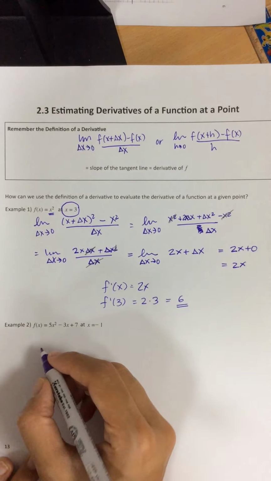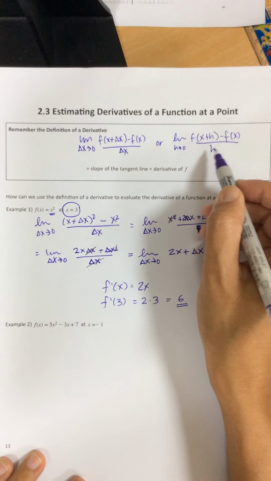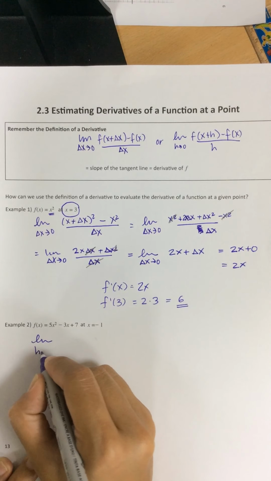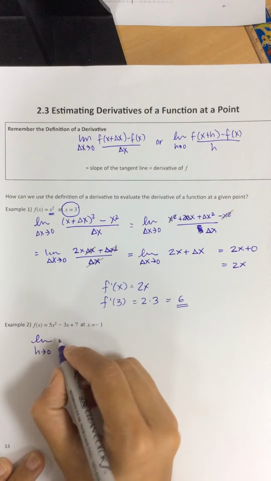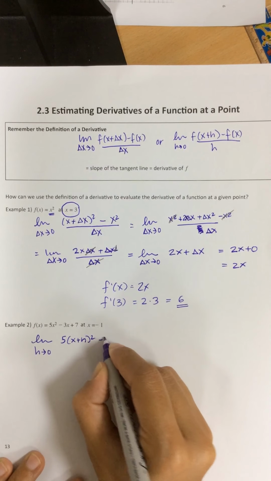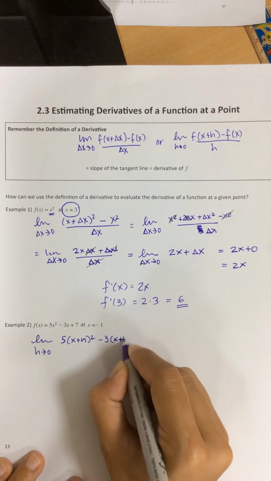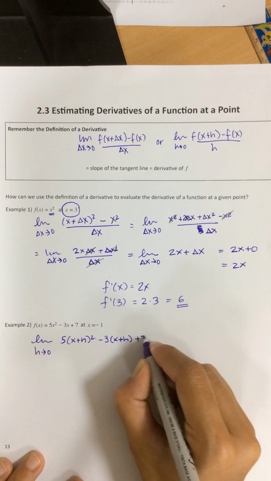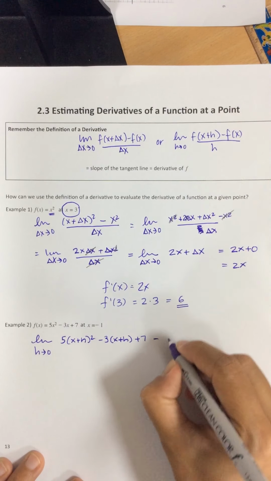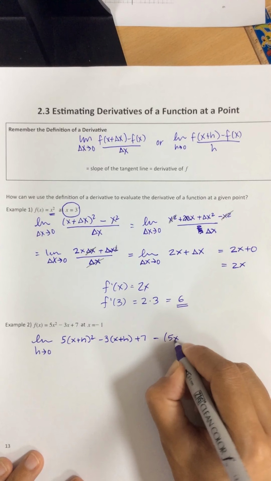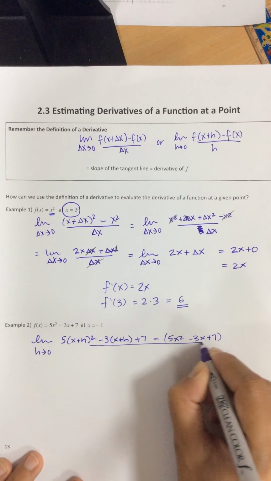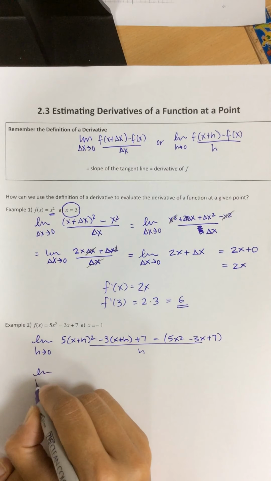Example 2. All right, so I'm going to use this limit definition now, this limit notation to evaluate this. So the limit as h goes to 0, f of x plus h. So 5 times (x plus h) squared minus 3 times (x plus h) plus 7. All take away f of x. So take away this thing. All over h. Now we're just going to simplify.